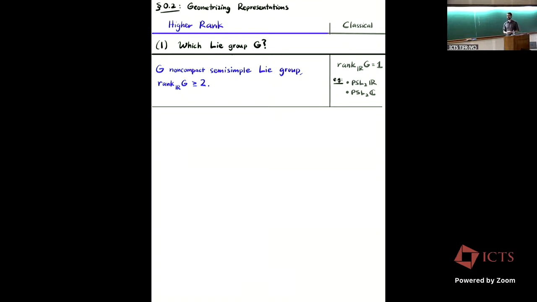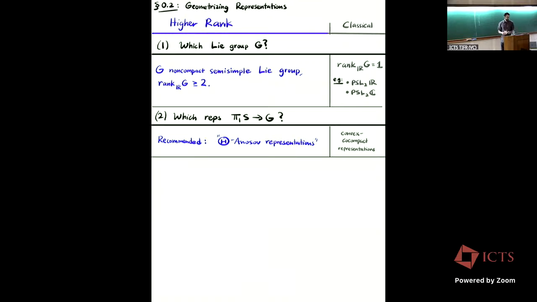And I said higher rank, so tautologically, we need the real rank of the group to be at least 2. And a classical case that's more well studied is the case of real rank 1 groups, like PSL2R, where maybe you study hyperbolic surfaces in Teichmuller theory, or PSL2C, where maybe you study hyperbolic 3-manifolds.